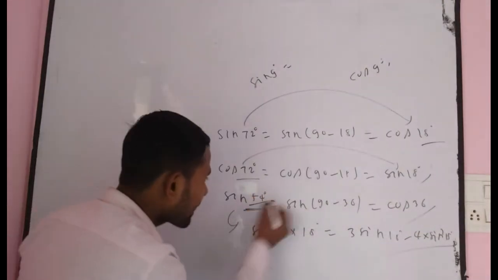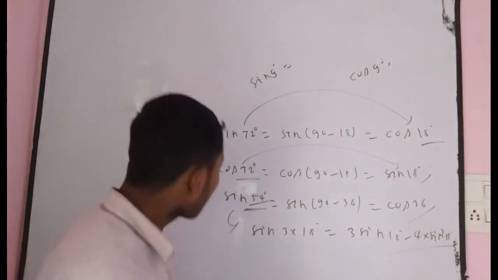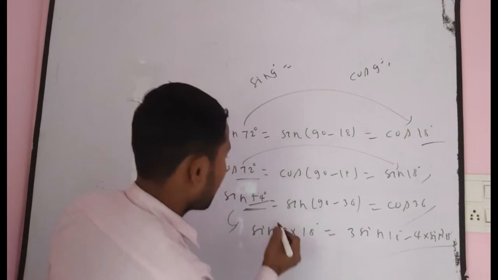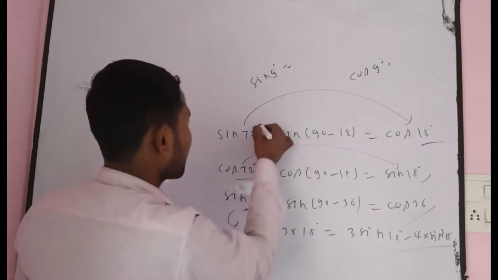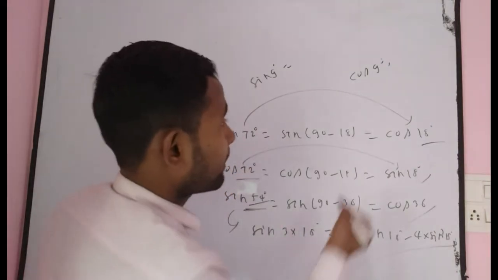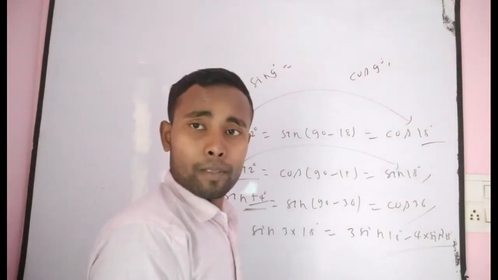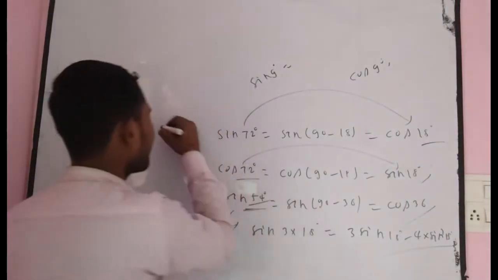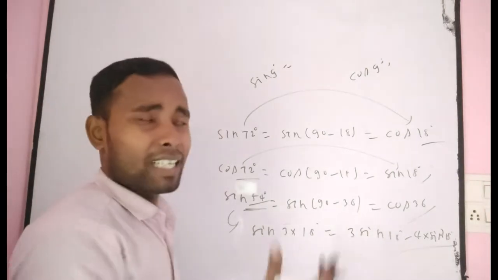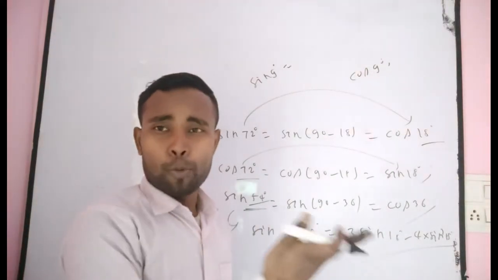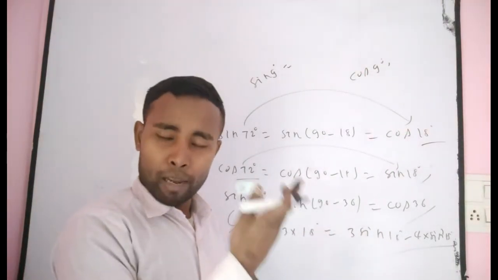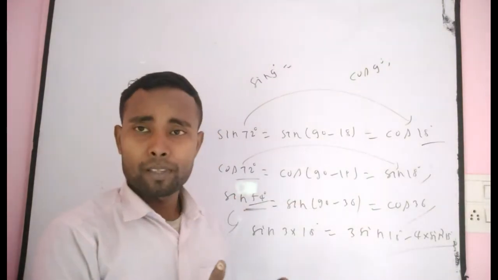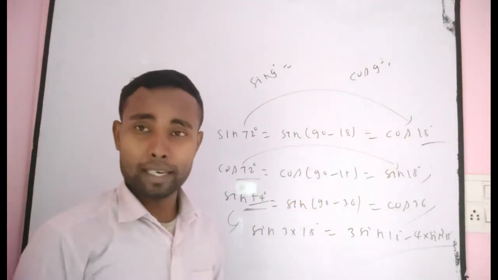Similarly, you can also find sin 27 degree, cos 27 degree. That means tan 9 degree, tan 18 degree. Tan 18 becomes very easy because tan 18 can be written as sin 18 divided by cos 18, and you have to put only the value of sin 18 and cos 18. After manipulating, you definitely get the correct answer.